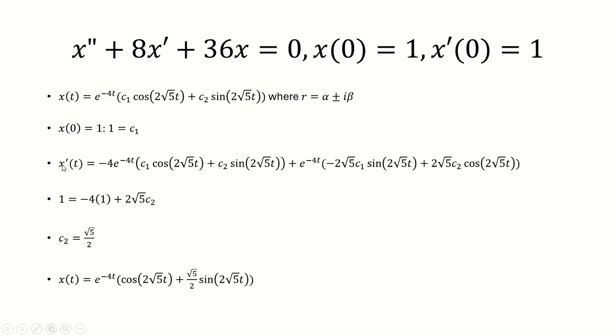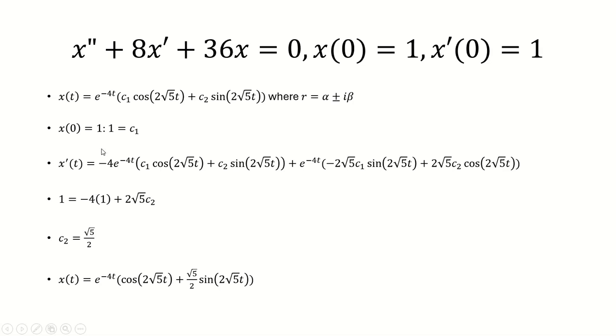So now we want to solve for both constants. And to do that, we want to use these initial conditions. Starting off with x of 0 is 1, we'll plug in t as 0, so the left side turns into 1, and then on the right side, e to -4 times 0 is also 1, cosine of 0 is 1, and then sine of 0 is 0. And so we have c1 basically on the right side. So c1 is 1.